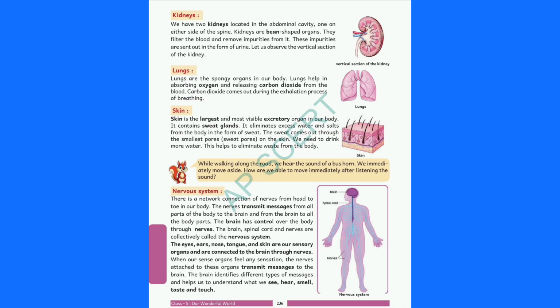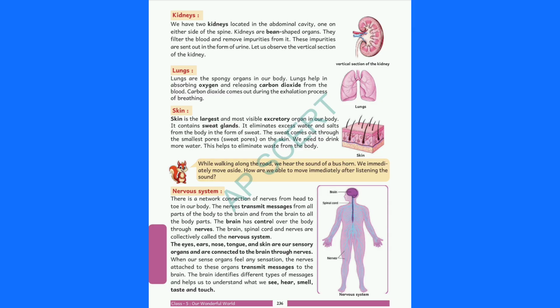Page number 236. Kidneys. We have two kidneys located in the abdominal cavity, one on either side of the spine. Kidneys are bean-shaped organs. They filter the blood and remove impurities from it. These impurities are sent out in the form of urine. Let us observe the vertical section of the kidney.